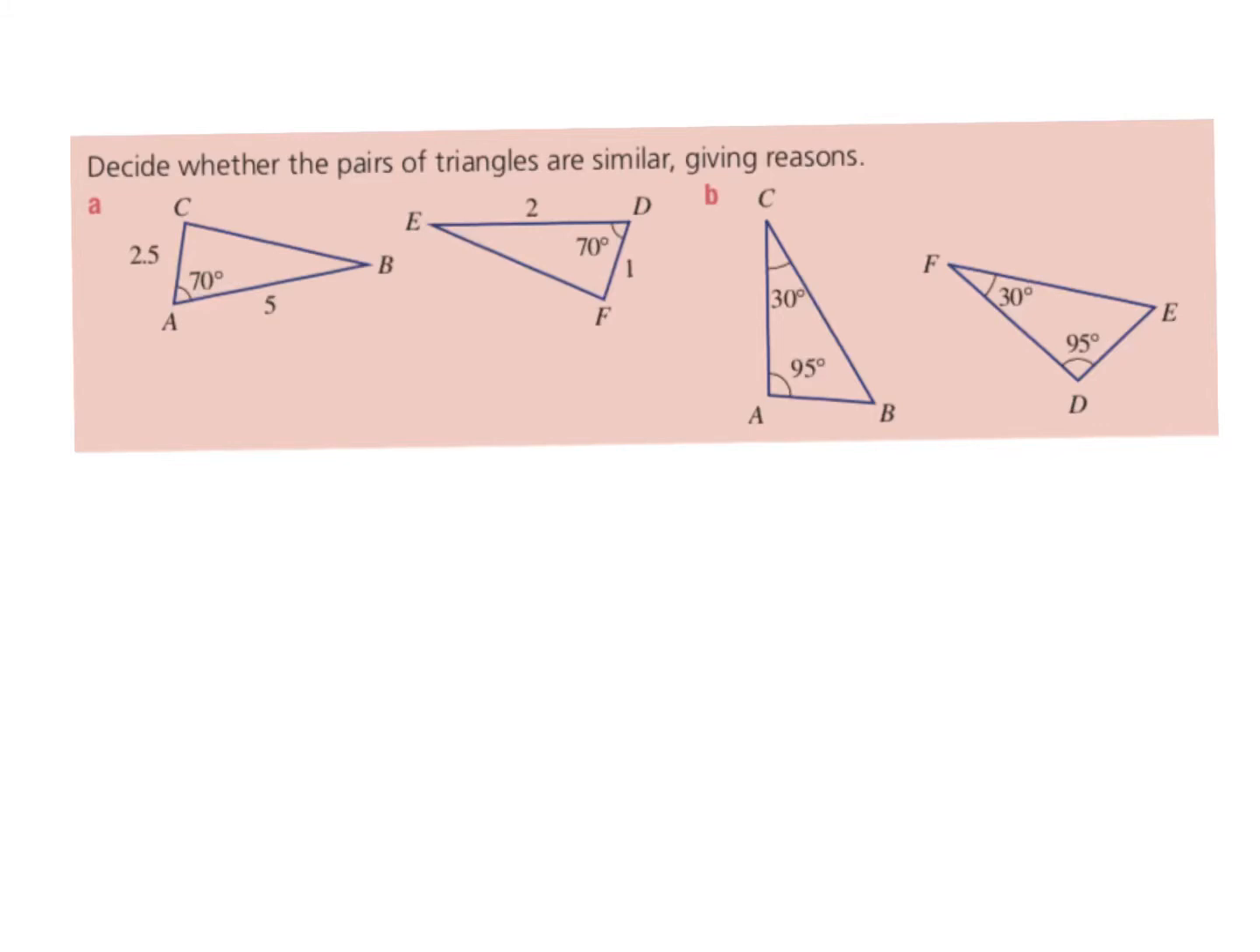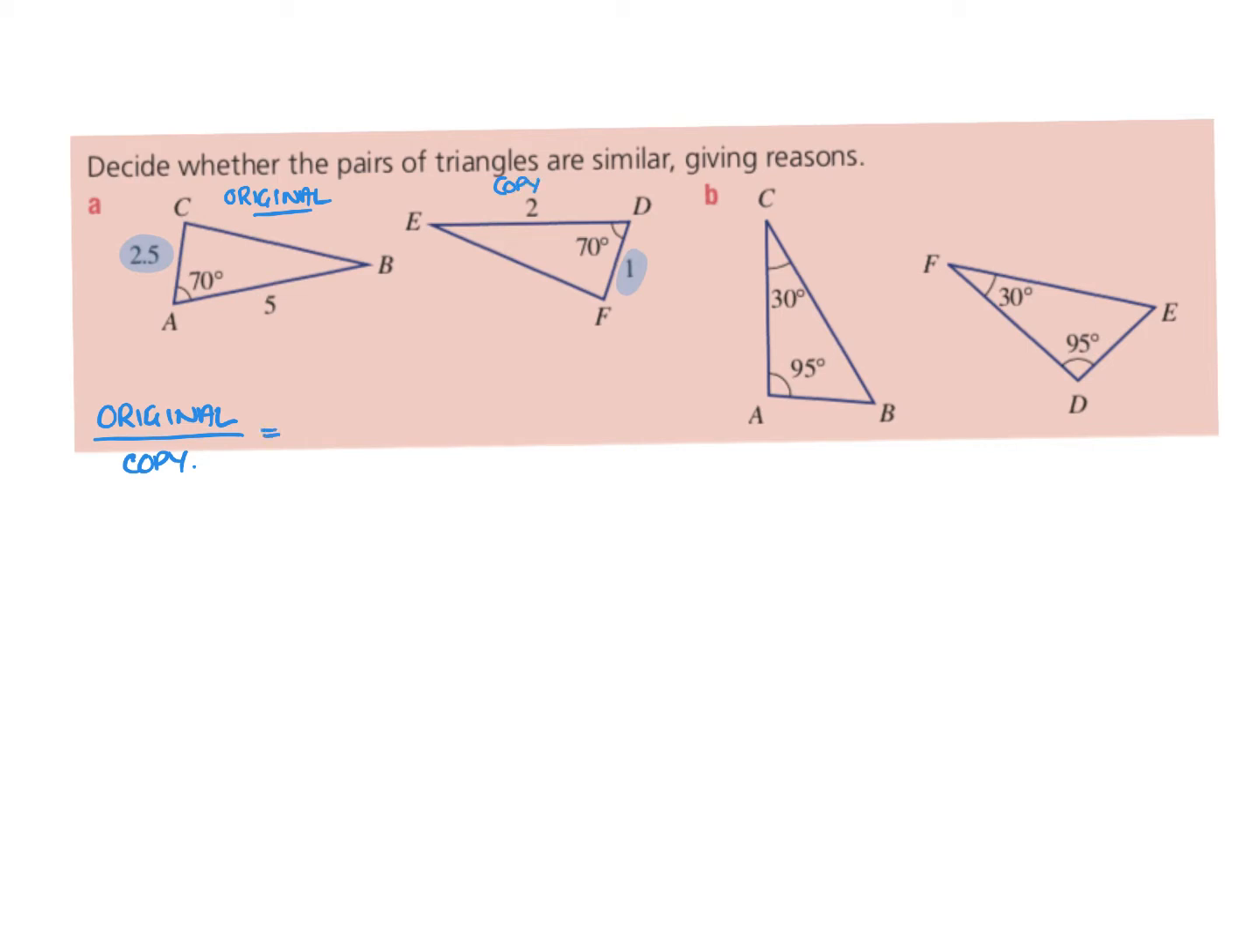So decide whether the pairs of triangles are similar, giving reasons. So let's have a look here. If we went from, say, 2.5, that's the small side, to 1. What you can do to check if they have gone up or down by the same scale factor is you always say the original over the copy, or whatever, the next one. So here I'm going to call this the original and this one the copy or whatever.